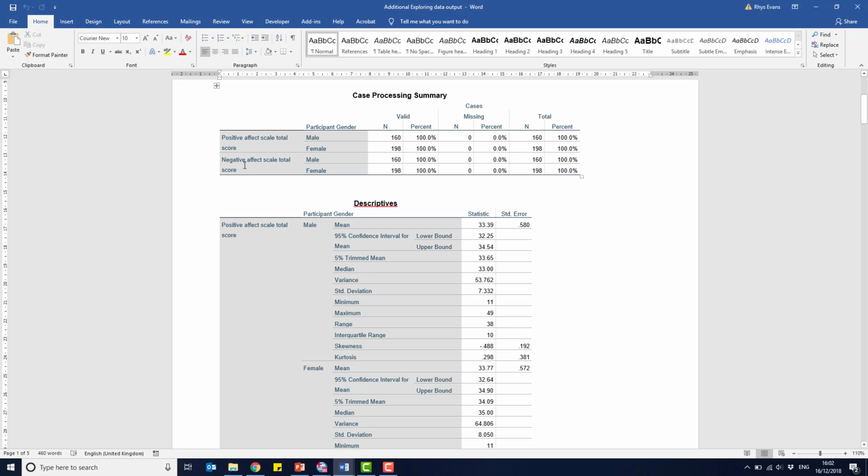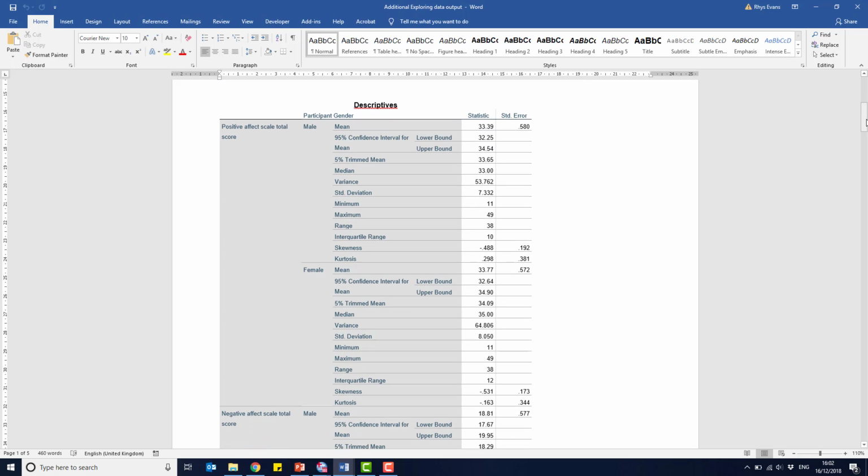We look then to the negative affect scale variable. We can see again that there are 160 males and 198 females. And again, looking at the missing data, there's no missing data for either males or females on that variable. So that's a really good picture. Missing data is an important thing to look at. That's because it can mean that there is bias creeping in to your results, because some people have taken part for whatever reason for each question or each questionnaire, but some people haven't. So missing data is something that's really important to pay attention to.